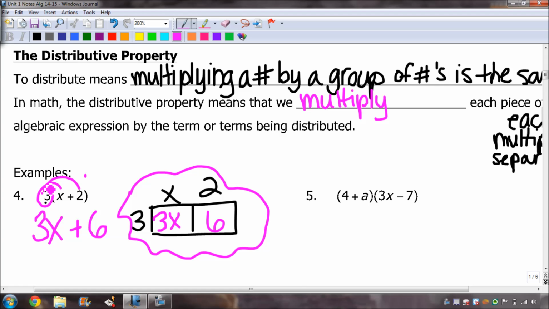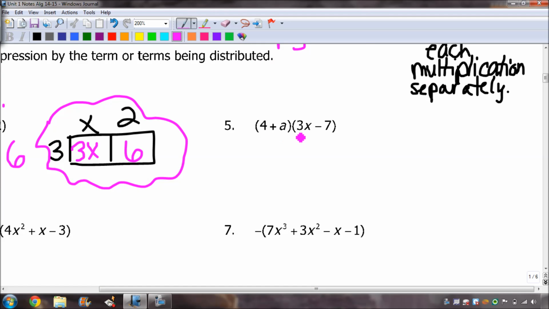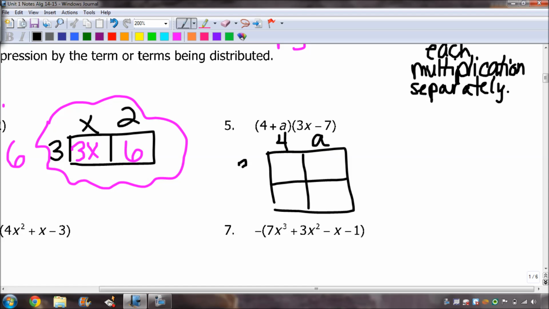Now, obviously, you don't need to do this type of work for this question when it's just one term multiplied by several terms. But when you have more than one term right here like this, you are going to want to have a box because it's going to make things easier for you. Okay? So basically, all I'm going to do is I'm going to say this is 4 and this is A. This is 3x and this is negative 7.